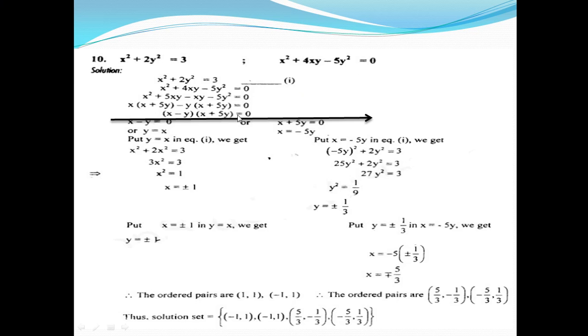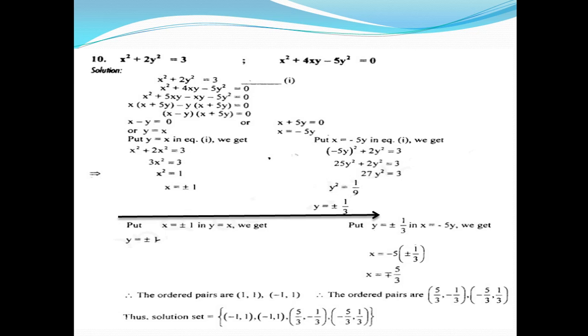Question number 2, solve this equation. Then x minus y and x plus 5y is equal to 0. Then we get x minus y is equal to 0 and x plus 5y is equal to 0. x is equal to minus 5y and y is equal to x. Put in equation number 1, then get the values after the simplification: x is equal to plus minus 1 and y is equal to plus minus 1 by 3.